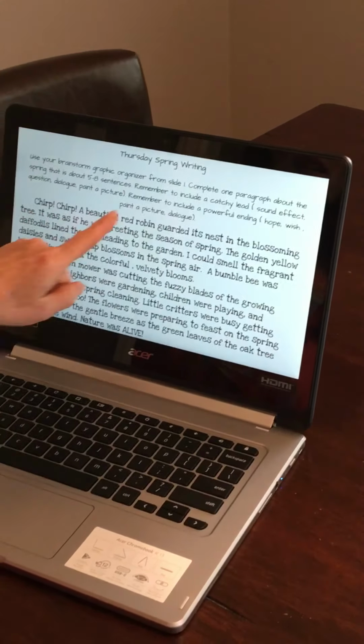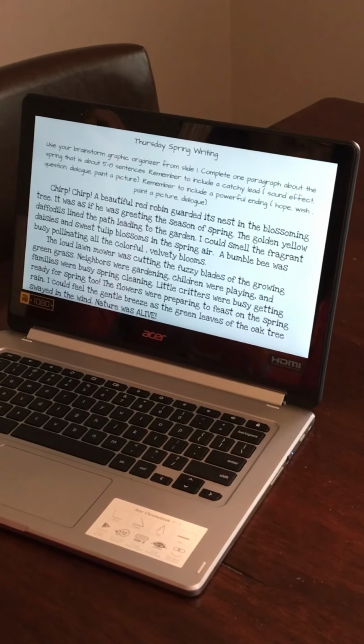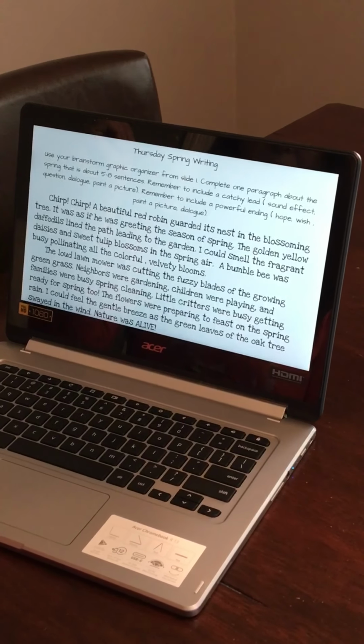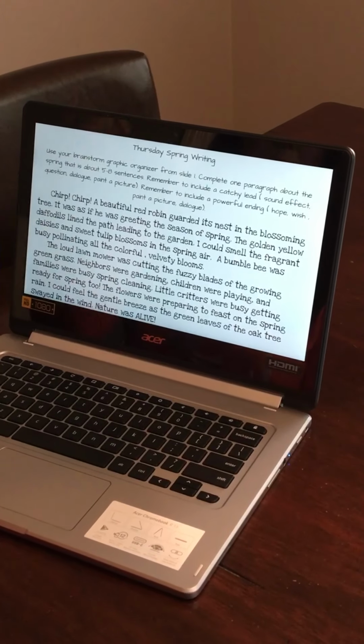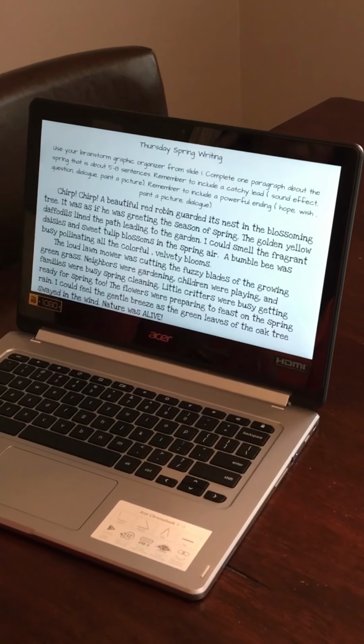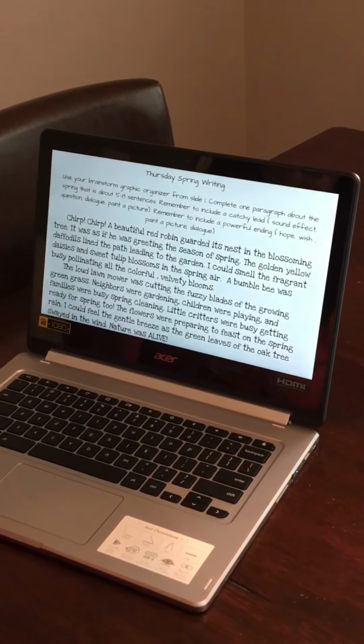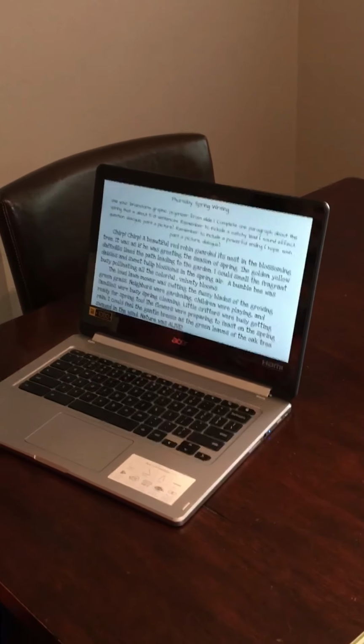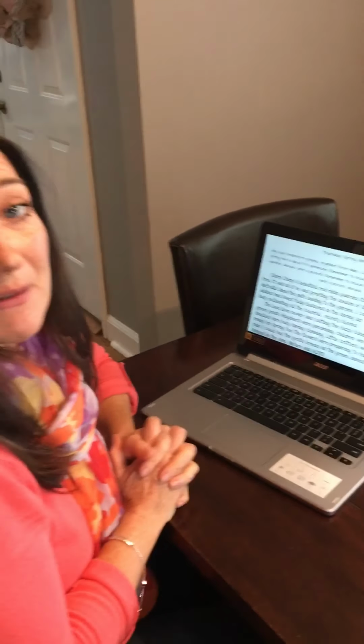So, boys and girls, I did 2 paragraphs. I have about 4 to 6 sentences in each paragraph. I indented for my 2 paragraphs, and I really made sure to use my graphic organizer to help with my writing. I hope you have a good time, and I can't wait to see your spring writings.